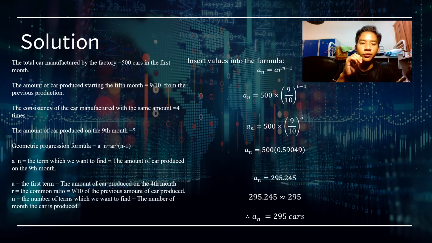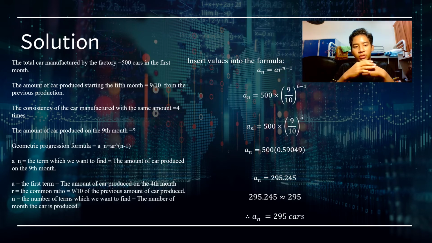Alright, for this part of the slide, I'm going to explain the solution for the geometric problem. As already stated, the total number of cars manufactured by the factory is 500 cars in the first month. Then the number of cars produced starting in the 5th month is 9 out of 10 of the previous production. We want the amount of cars produced in the 9th month. We don't know it yet.